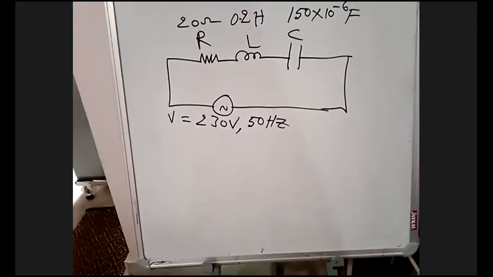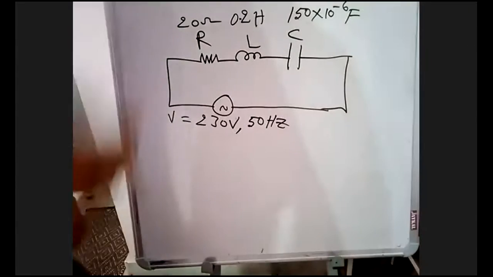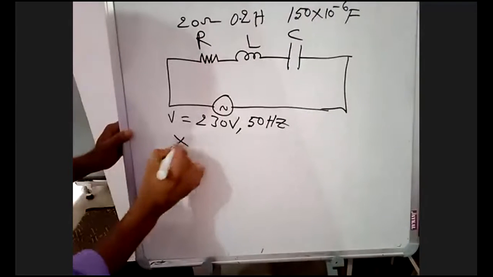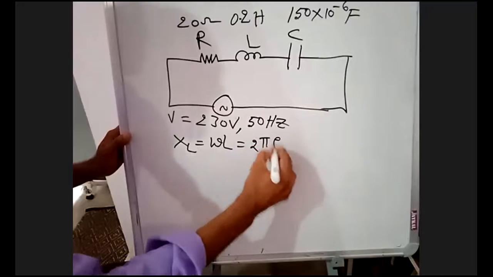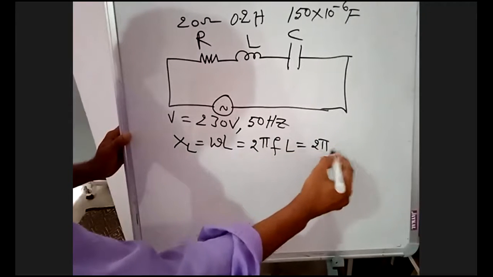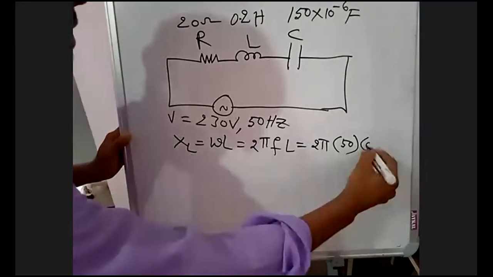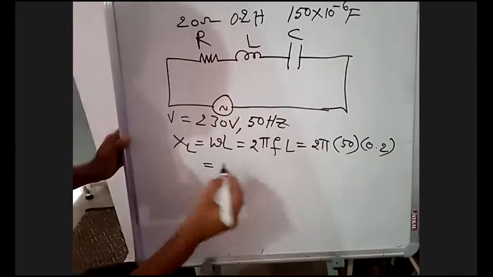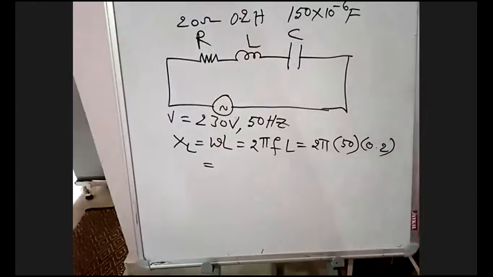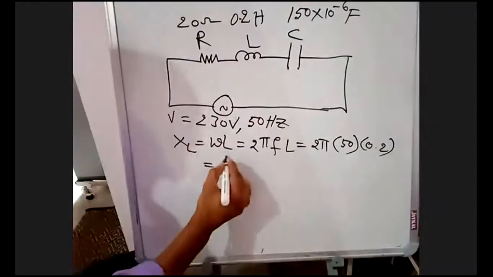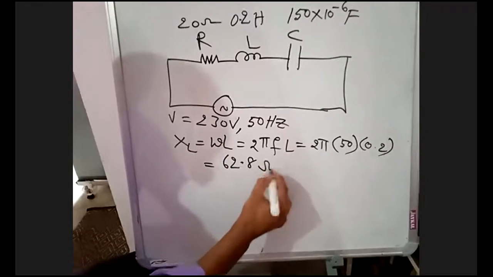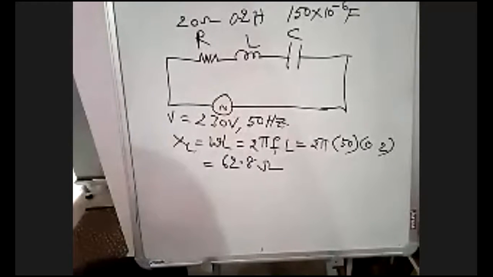First, what is he asking us to determine? XL. XL is equal to omega L. Omega L is 2 pi FL. 2 pi, frequency is 50, L is 0.2. Determine the value of XL. What is the value of XL? 62.8 ohms.